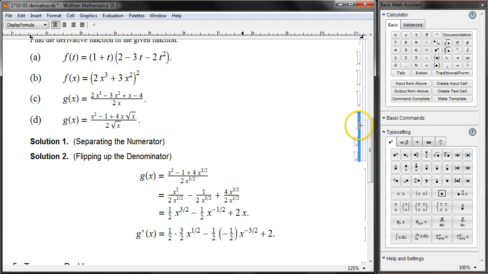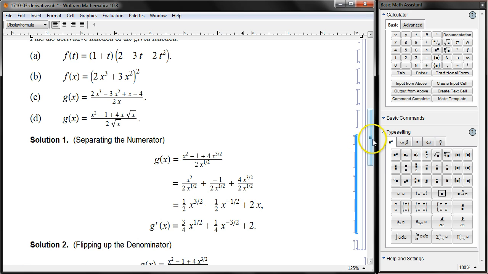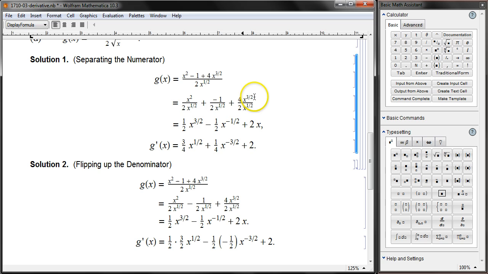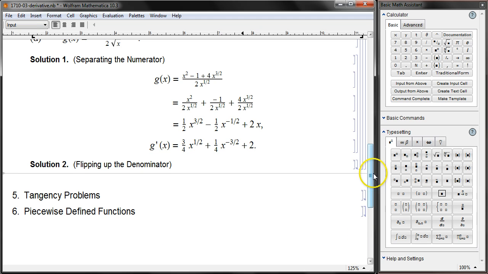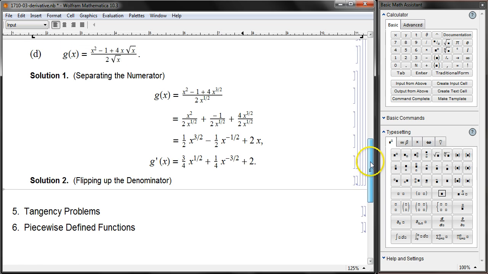What did I do here? Separated the numerator, alright. Got the same simplification as this, and then got the derivative, but here I did the simplification. That's the only difference. Okay, let me remove this. There goes a solution.